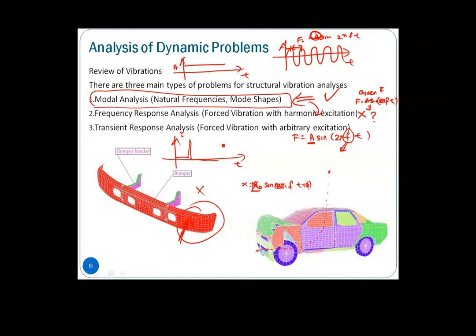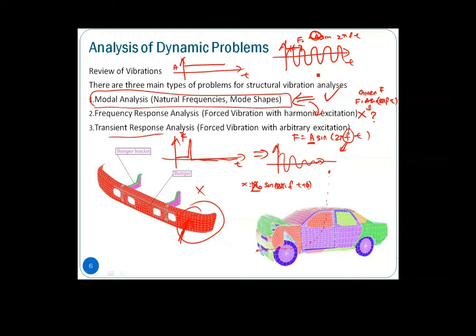For example, this F itself will come out at one time, then go to zero. So the response that you obtain is also what we call a dynamic response. Basically, it will come, then it will end up at zero. So that is what we call transient response analysis.